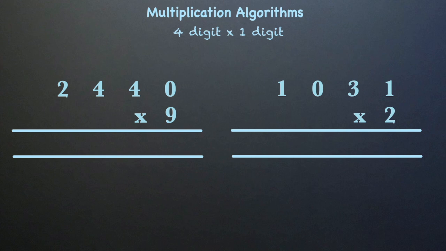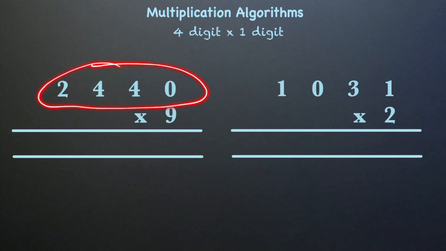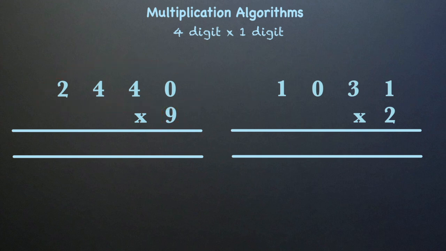Again, with these multiplication algorithms, these really rely on place value. What we're going to be doing is multiplying this number by 9, but we're going to be doing it in terms of its parts. So we're going to multiply 0 ones by 9, then we're going to multiply 4 tens by 9, then the 4 hundreds by 9, and then the 2000s by 9. Just to make this a little bit easier for me, I'm going to separate my place values so that it's very clear that we can only have one number in each column.